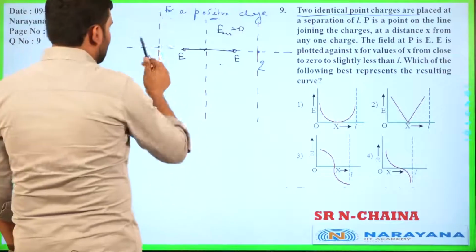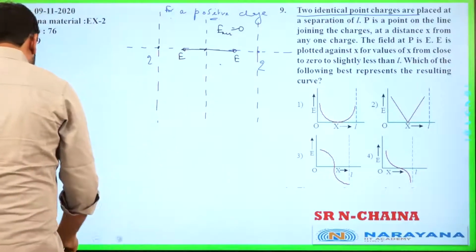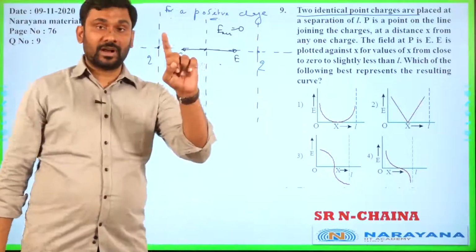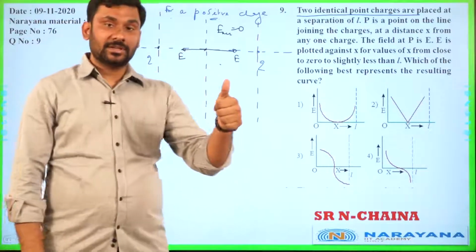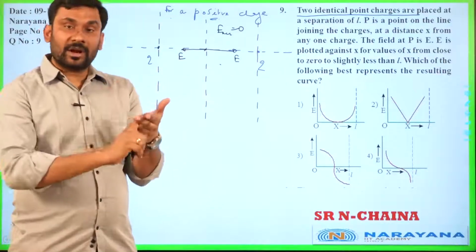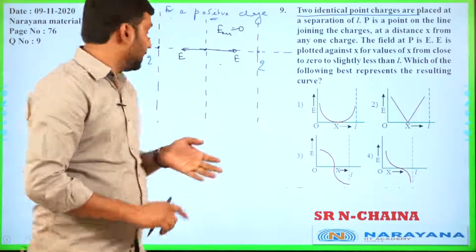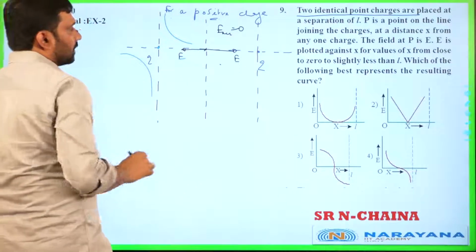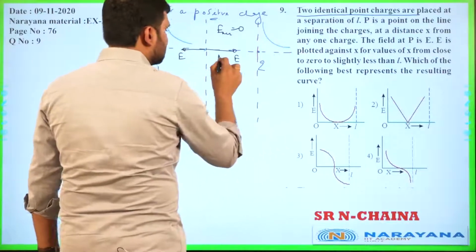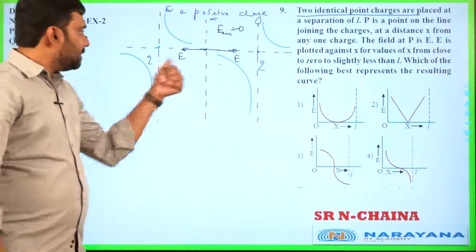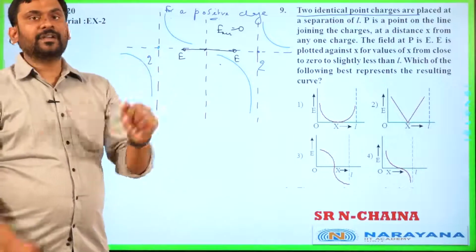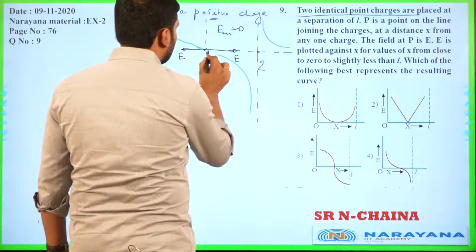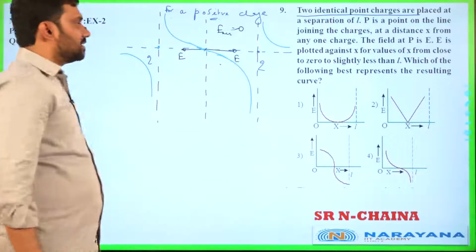Now for a positive charge, electric field will be in the first quadrant and third quadrant. If it is a negative charge, the electric field graph will be in the second quadrant as well as the fourth quadrant, right? So on the first quadrant, third quadrant, here also first quadrant, third quadrant. Now in between the two charges there is only one point where electric field is 0, this point. So the field will be continuous about this.